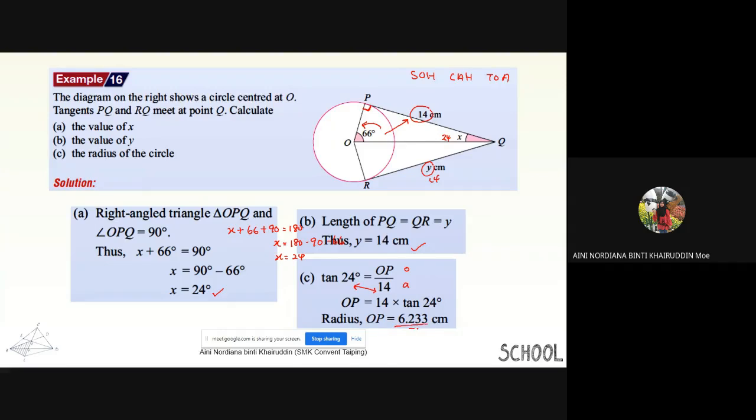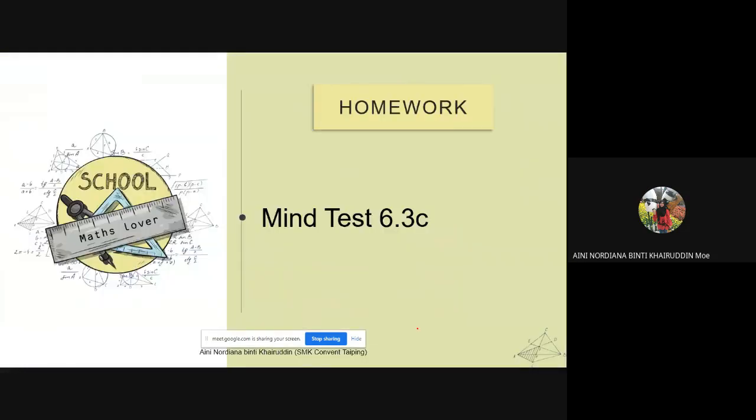Okay, any question, girls? No, teacher. Nothing, teacher. Okay, thank you for respond. So this is your homework, mind test 6.3C.